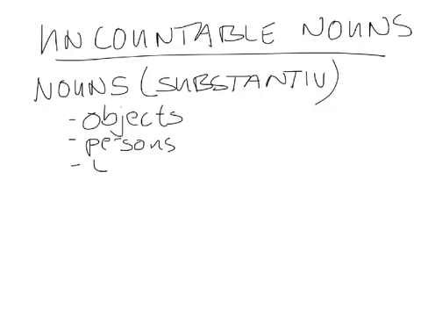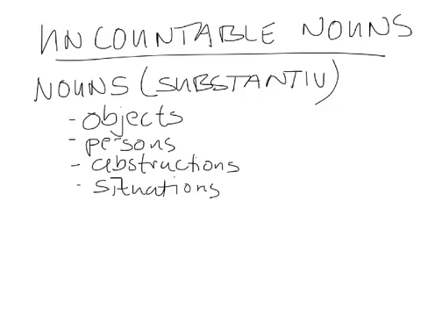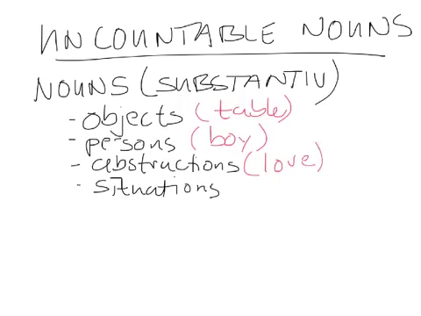as words referring to objects, persons, but also abstractions or situations. So, for example, a noun could be a table, that's an object, persons, a boy, abstractions, love, a situation, an accident.